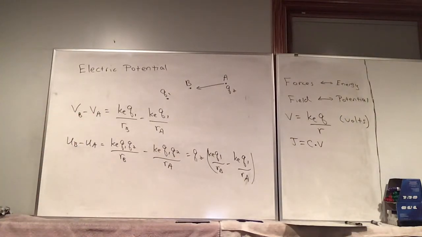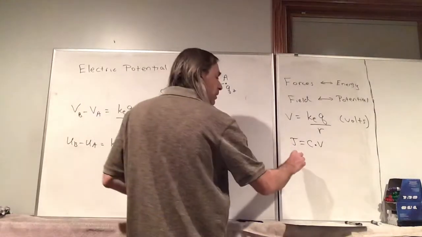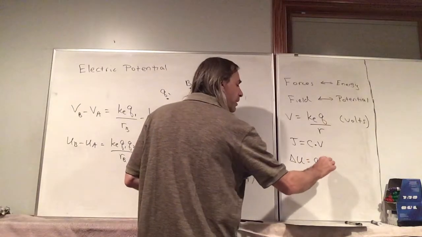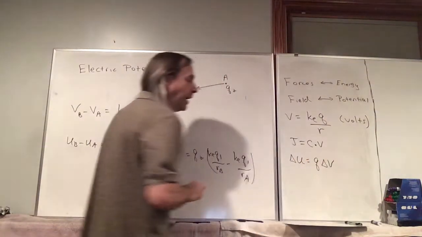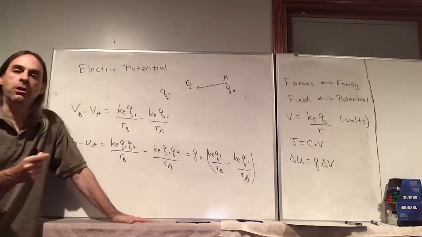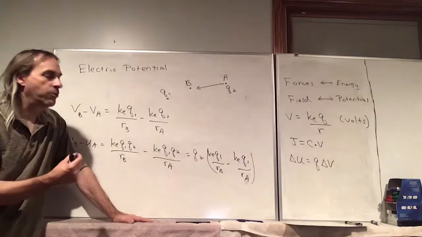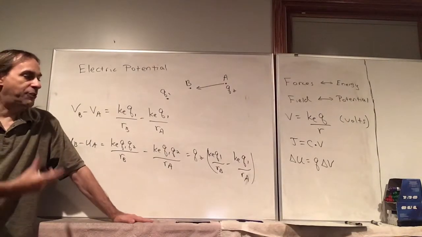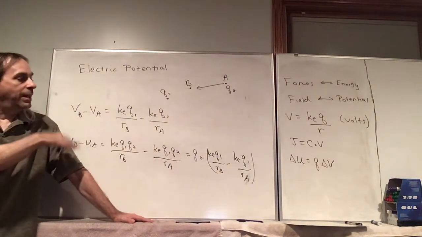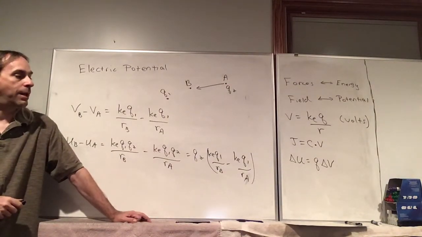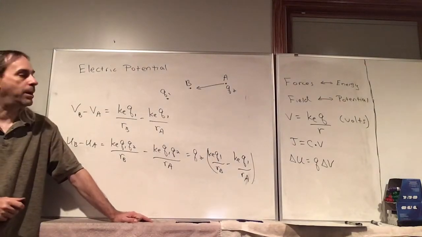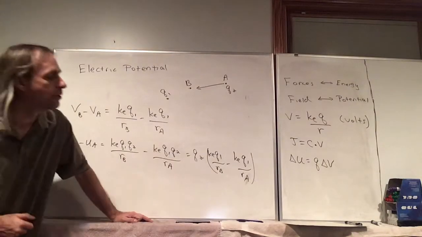And so we can write this more compactly. In general, delta U is equal to Q delta V. So the change in potential energy, if a charge Q moves through a potential difference delta V, is just Q times delta V. And that is a very important equation right there. I want to actually look at an example of that, but we've got two things to do still.